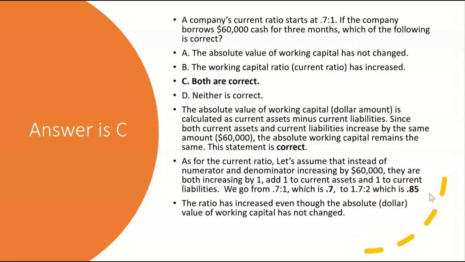Which direction has our working capital ratio gone as a result of this transaction? Increased. The ratio is increased even though the absolute value, the dollar amount of working capital, has not changed. And this question asked, a company's current ratio starts at 0.7 to 1. If the company borrows $60,000 cash for 3 months, which of the following is correct? And the answer is both are correct. The absolute value of working capital, the dollar amount, hasn't changed, but the working capital ratio has increased.